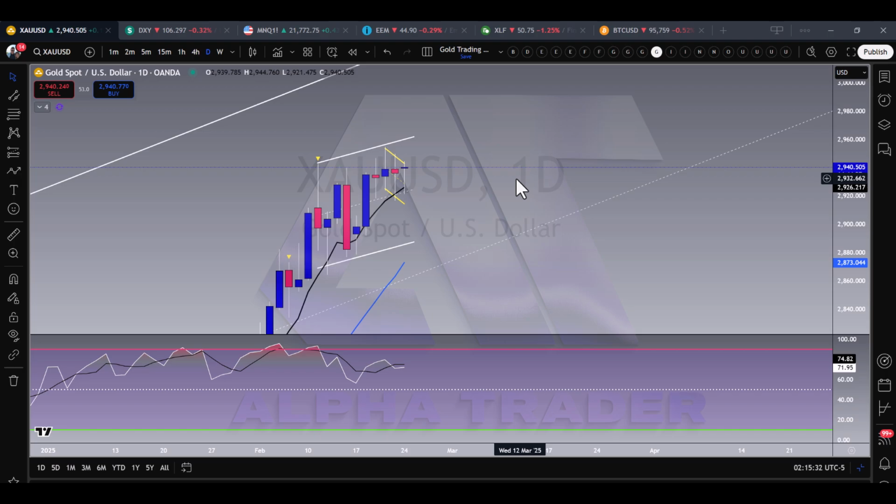This is what we have to understand as we go down to the smaller term charts: it's in the process of making a decision, whether it's going to break out high or pull back before it breaks higher.